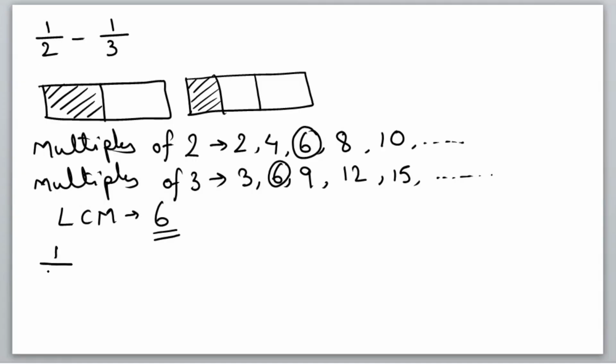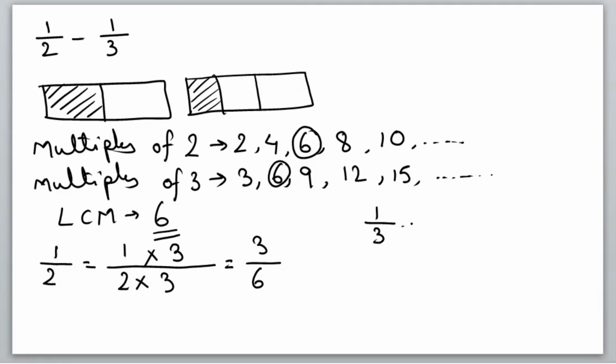Here it is 1/2. So we have to find the equivalent fraction of 1 over 2. And our common denominator is 6. It means we have to make the denominator 6. So 2 times 3 will be 6. And this 3 we have to multiply with the numerator as well. Then it is 3 over 6.